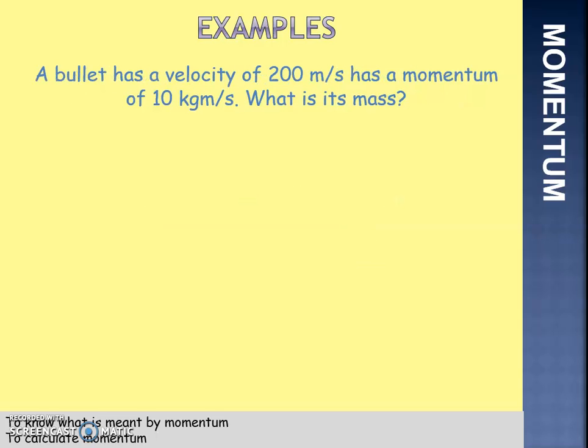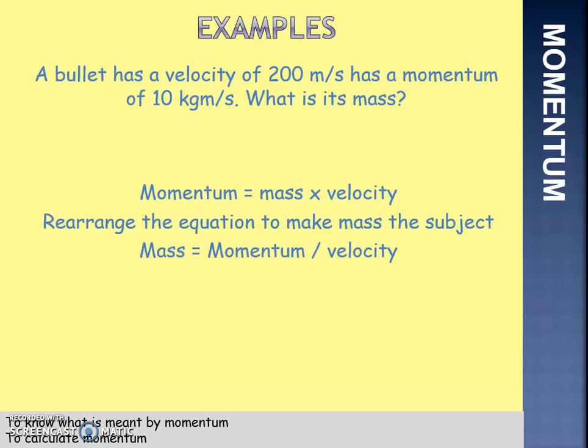A bullet's got a velocity of 200 meters per second and a momentum of 10 kilogram meters per second. What's its mass? So in this case, we have to rearrange the equation. Momentum is mass times velocity. Rearrange that to make mass the subject, so that's momentum over velocity. Mass is 10 divided by 200, momentum is 10, velocity was 200 meters per second, giving us a mass of 0.05 kilograms.